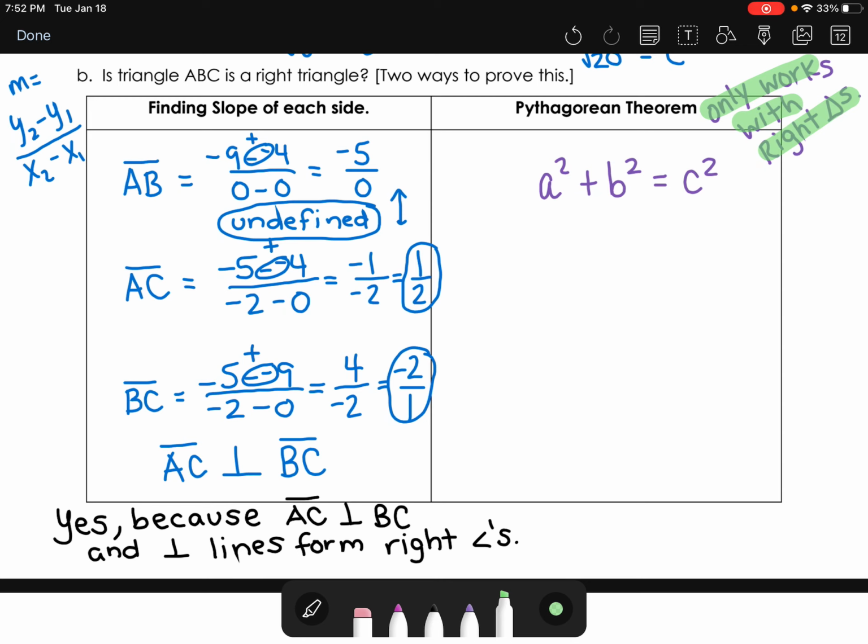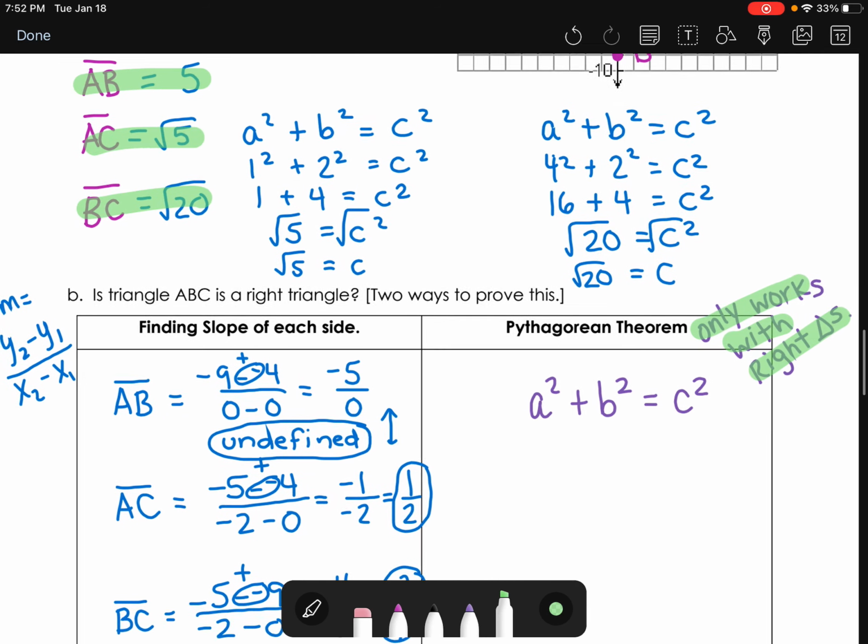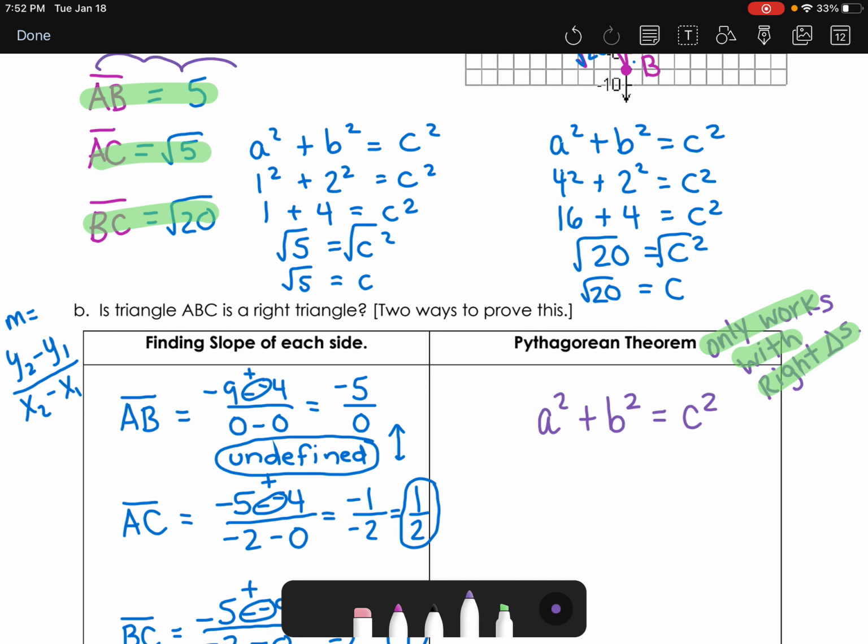So if we take the three distances that we found in part A, these are the three distances over here, and plug these numbers into the Pythagorean theorem, and if it works, then that means that we have a right triangle. So let's plug in those numbers now. What number goes in where? You know, C is always the longest side, right? C is the longest side.